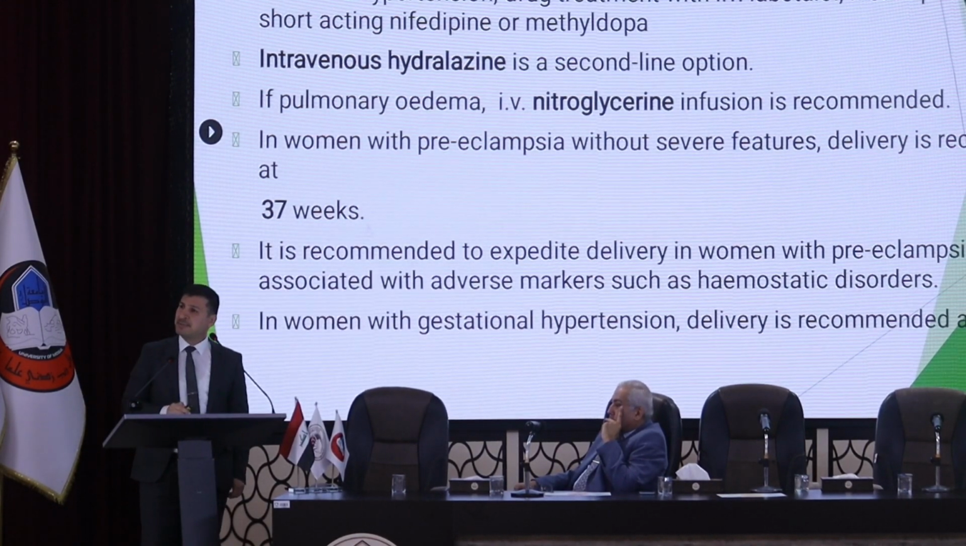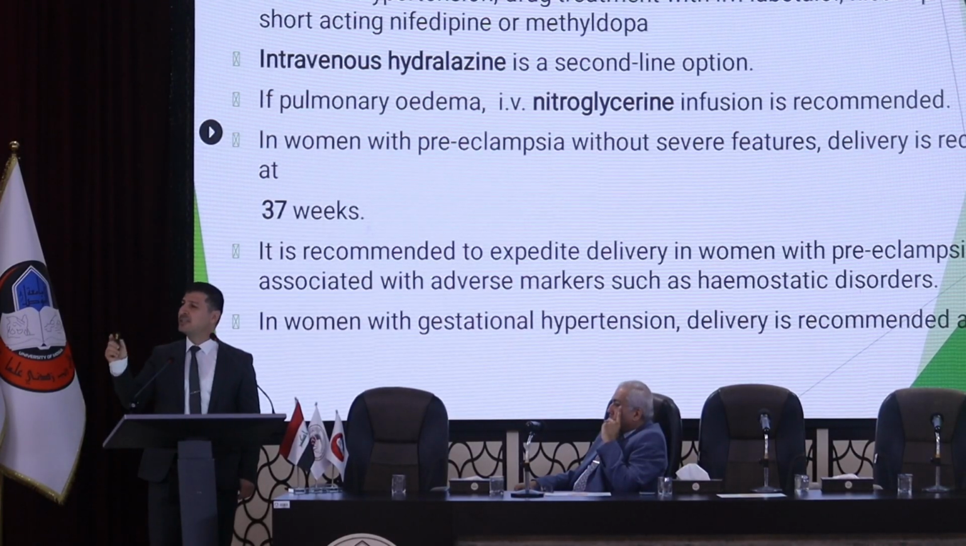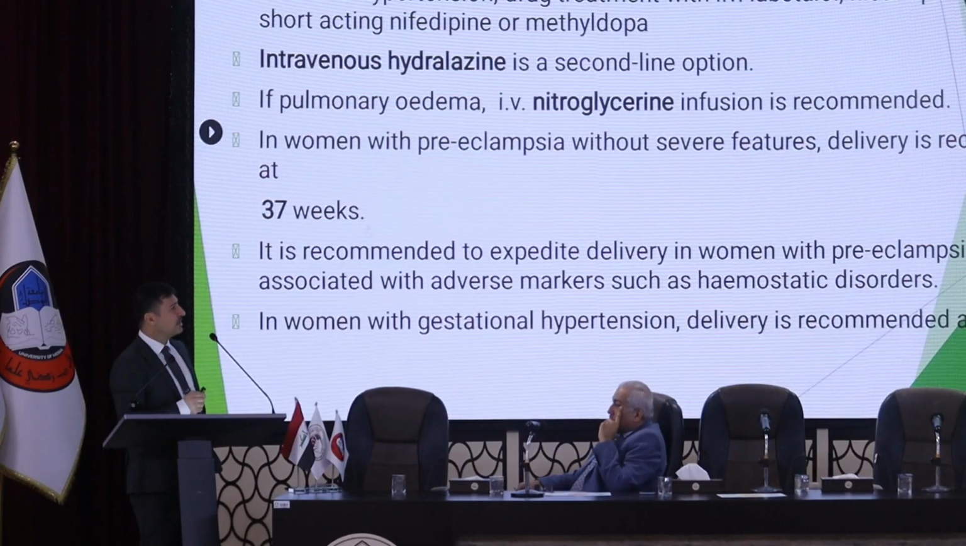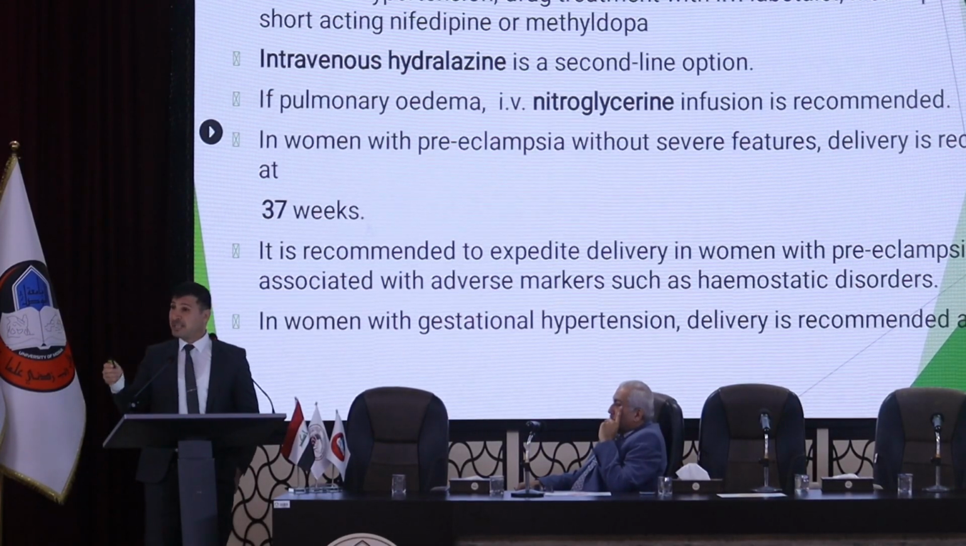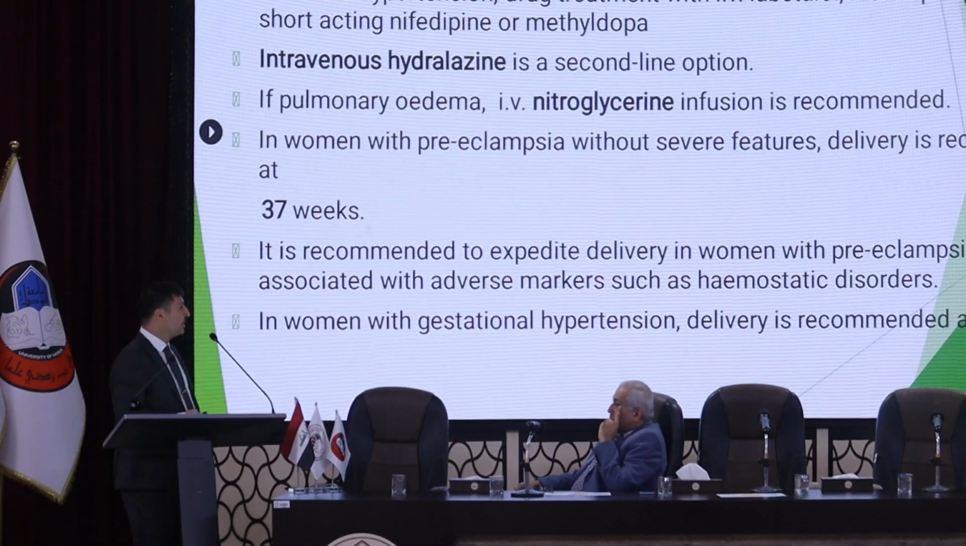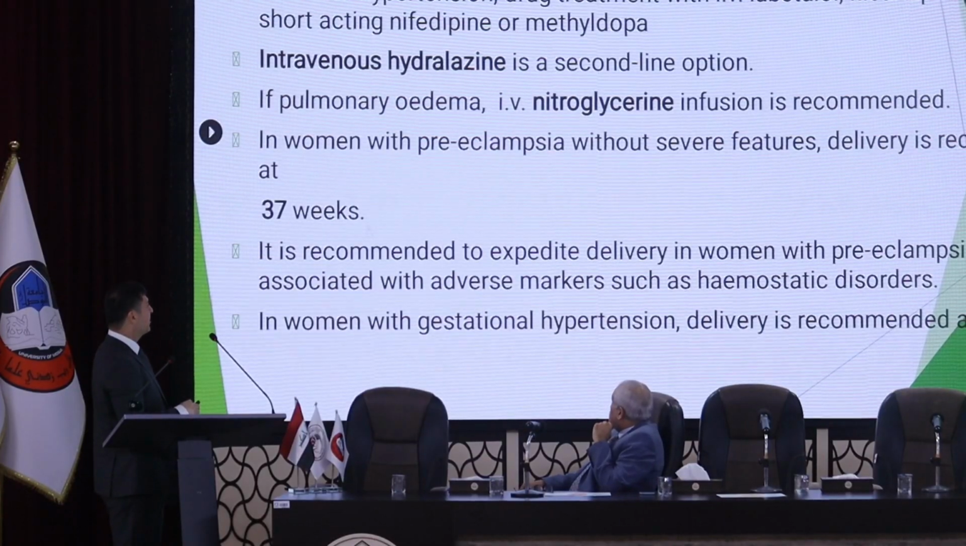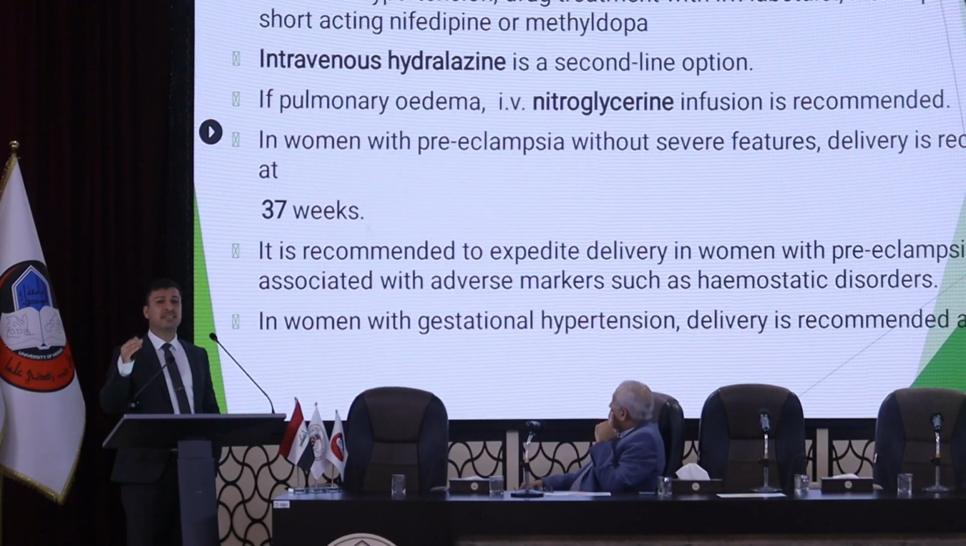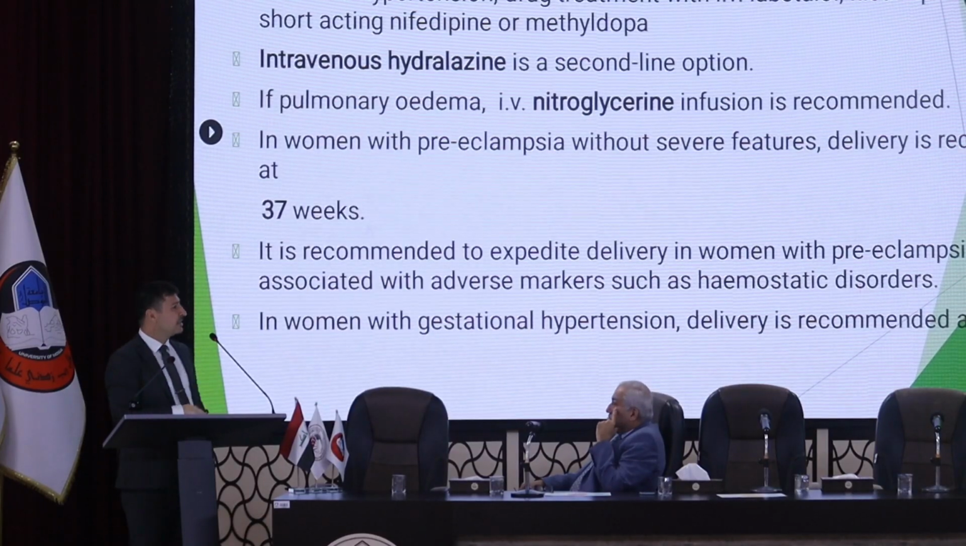If we have gestational hypertension only, 39 weeks of gestation is optimal for termination, to induce labor. If we have preeclampsia, 37 weeks is recommended to end the pregnancy. If we have hemostatic change, please try to accelerate the timing of delivery.